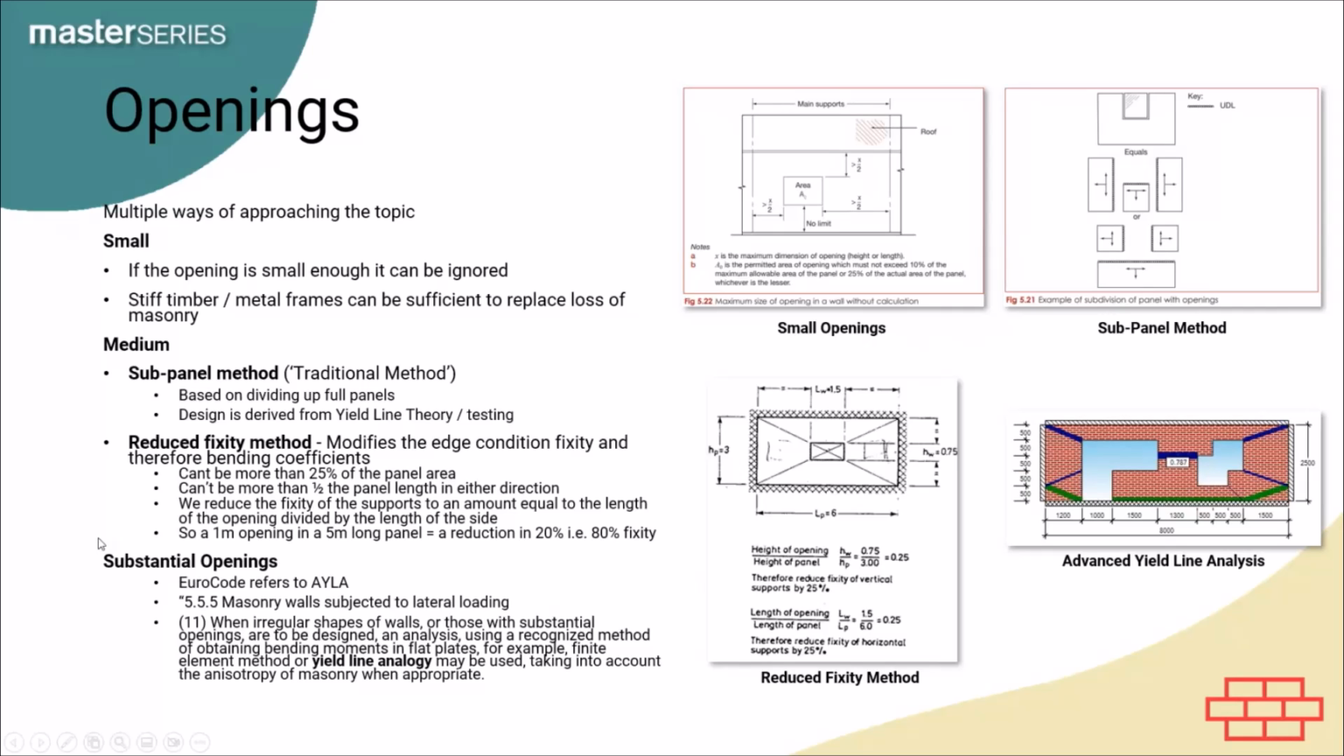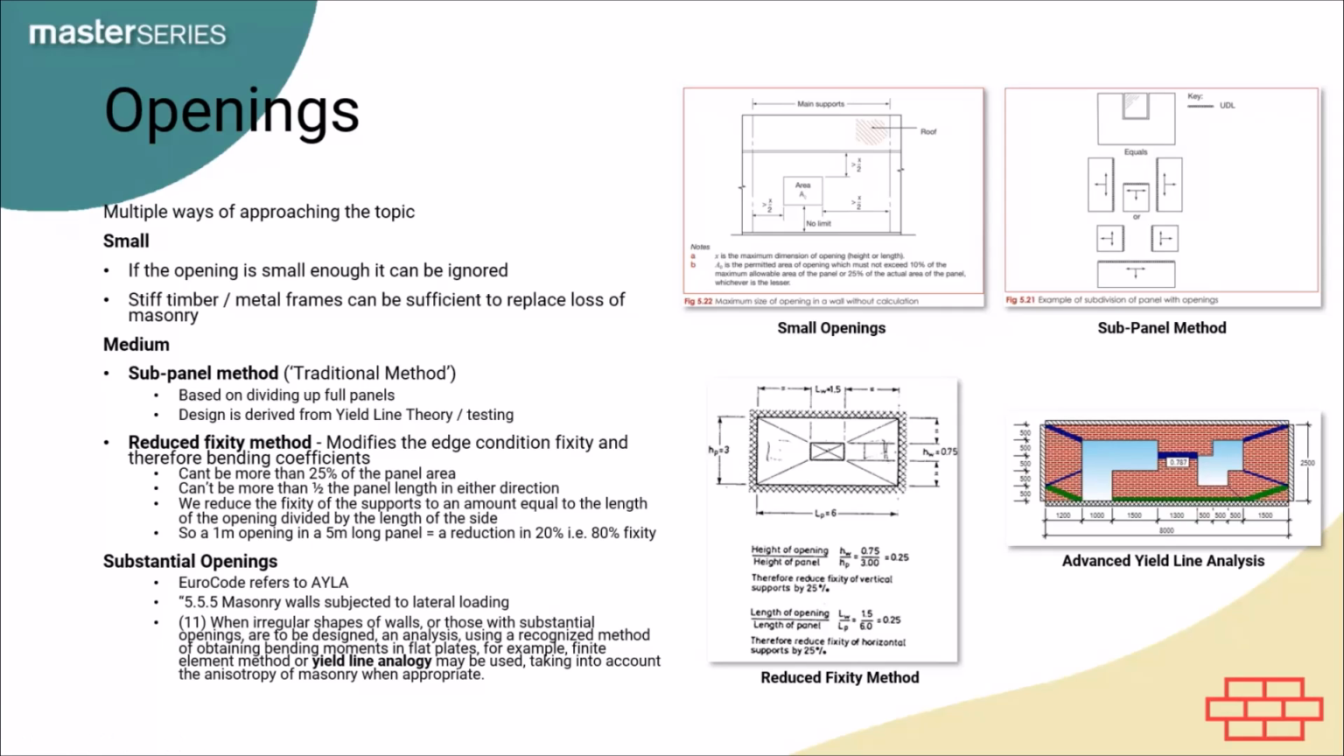Some rules for the reduced fixity method. Again, this design method stays within the bounds of the code, but the opening can't be more than 25% of the panel area, can't be more than half the panel length in either direction, and we reduce the fixity of the supports by an amount equal to the length of the opening divided by the length of the side. So to avoid confusion, here's an example. If we've got a 1 meter opening and a 5 meter long panel, we get a reduction of 20%, i.e. 80% fixity.